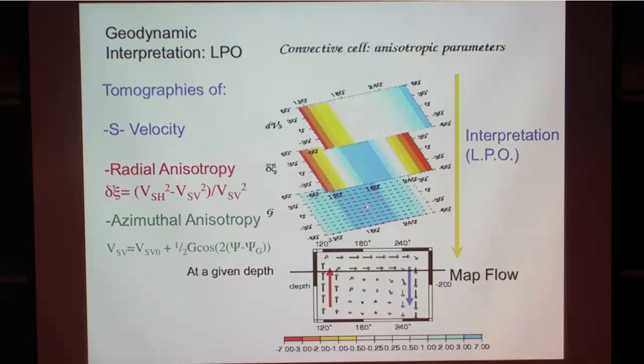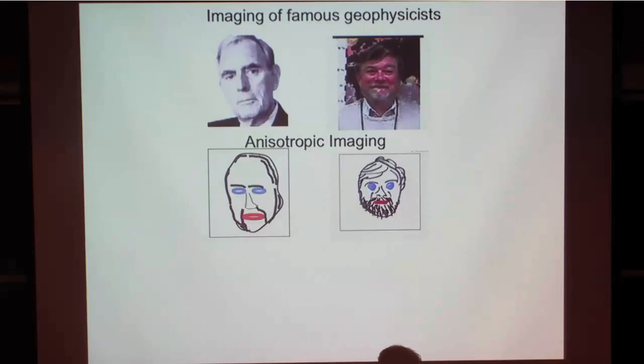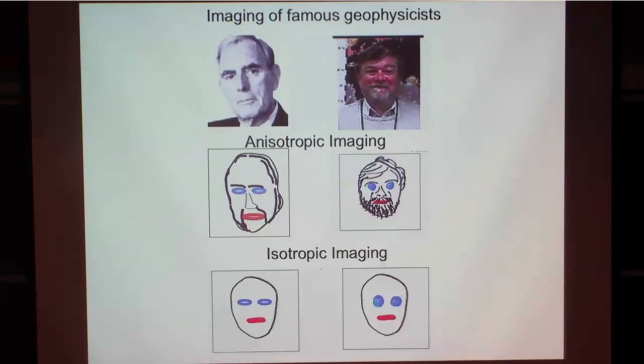Okay, so we have these 3 maps, and we need these 3 maps to make some interpretation, because it will enable us to discriminate upwellings, downwellings, and horizontal flow. I would like to make a simple comparison of why we need these 3 maps. For example, if you want to image a famous geophysicist, Adam Dziewonski and Don Anderson, if you have anisotropic imaging, you can see the features of the face and blue and red spots. But if you have only isotropic imaging, you have only blue and red spots, and so it's very difficult to discriminate the two faces. And it is the same for seismic anisotropy. It enables us to discriminate competing models and to discriminate between competing geodynamic processes.